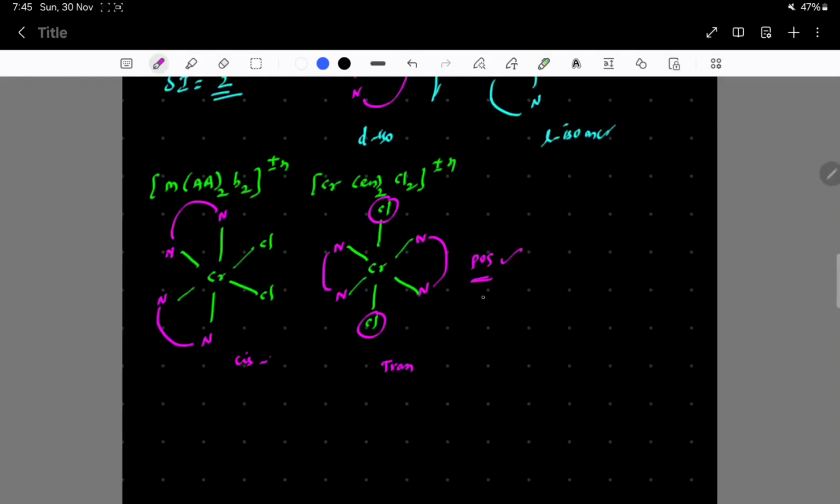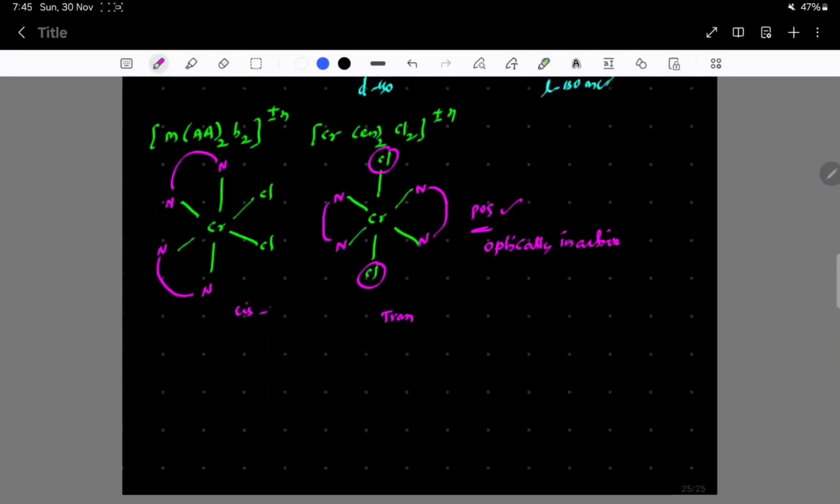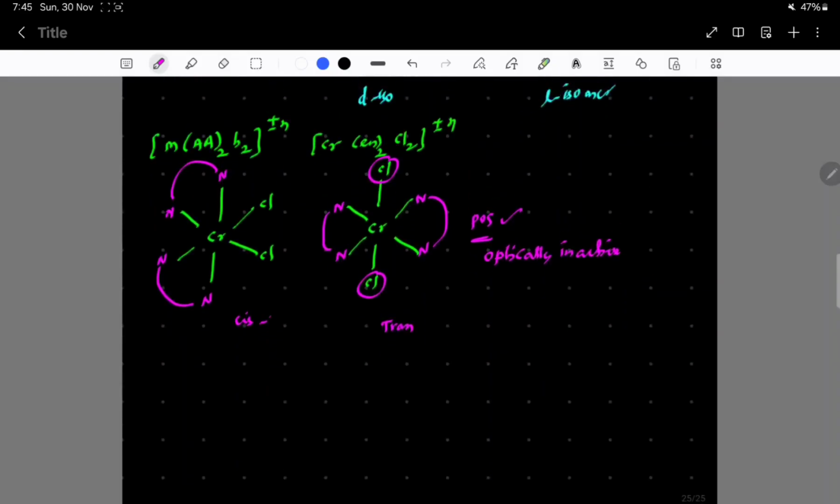In the trans case, a plane of symmetry is present. So what is the answer, student? It is optically inactive, 100% optically inactive. Now look at this, student: this will give one mirror image.